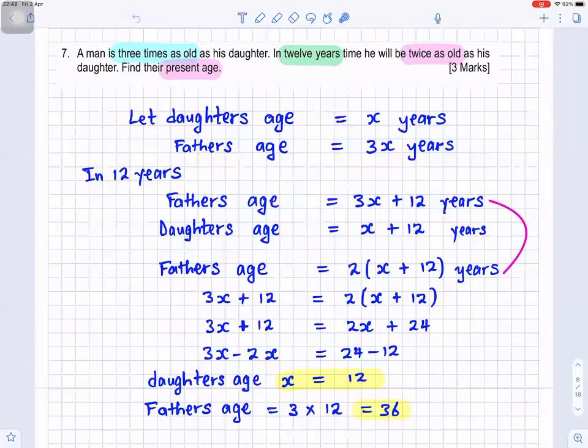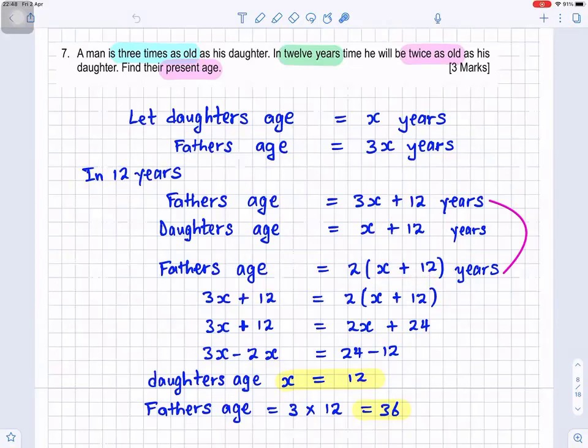Question number 7. A man is 3 times as old as his daughter. In 12 years' time, he will be twice as old as his daughter. Find the present age. Let the daughter's age be x years. The father's age is 3 times, so it will be 3x years. So in 12 years' time, the father's age would be 3x plus 12. The daughter's age in 12 years' time would be x plus 12. So the father's age is twice, because it says twice. So it will be 2 times the daughter's age. The daughter's age is x plus 12, 2 times x plus 12 years.